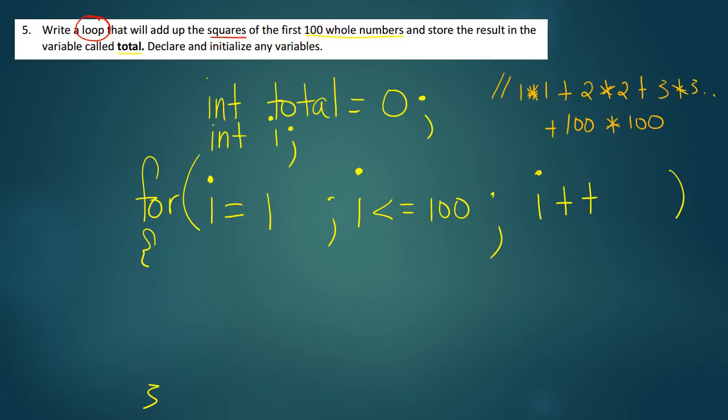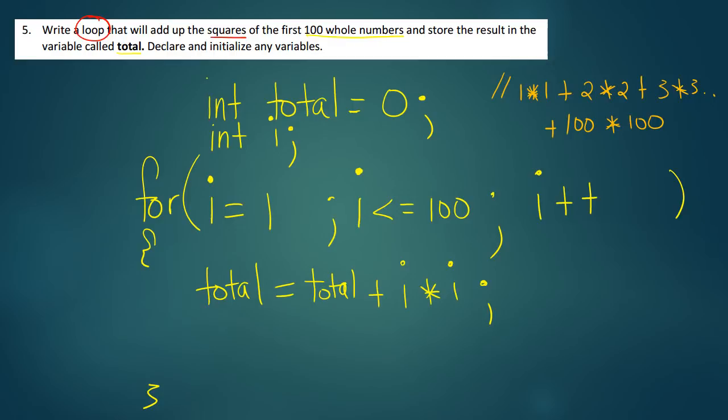So to do my calculation, I'm going to start with i times i, and I'm going to add that to the current total, and I'm going to assign that result to total. So if you test it and you check, you start when i is 1. So I'm going to take 1 times 1, add it to 0, and then it's going to go into total.